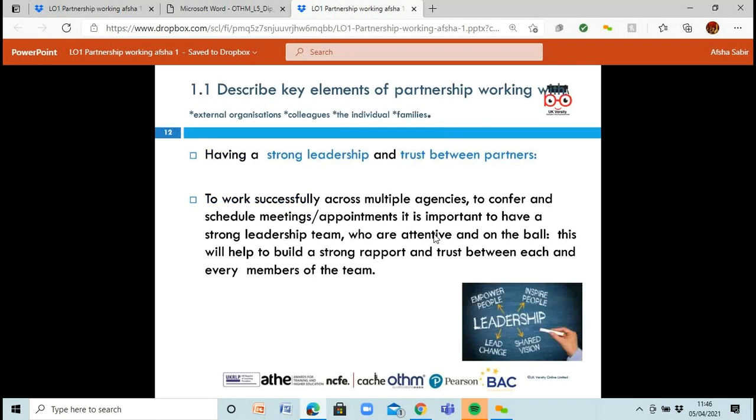You need to have strong leadership and trust between partners, so that's another key element. Within anything you do, to be honest, if you're working together and you have barely anyone talking to each other, or you're not even delegating or telling each other what your aims are, it's not going to work, is it? So you need to build a good rapport and try and trust each other, but that happens over time.